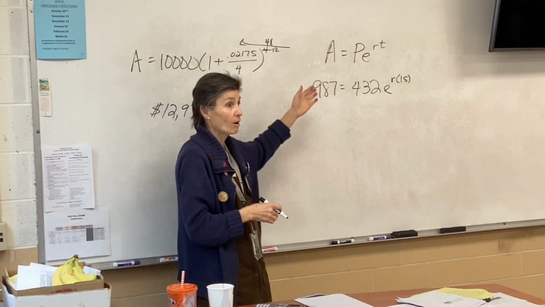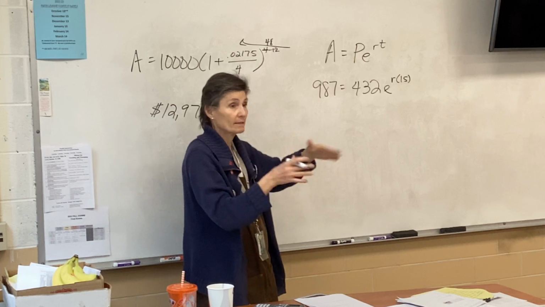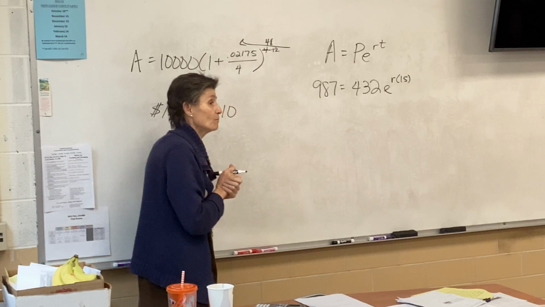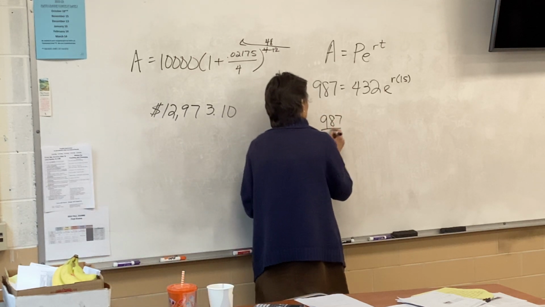When I see that R up there, I know that eventually I'm going to need logarithms. This is not going to be a type-it-in problem. I'm going to have to do some work. What do I do first? Divide by 432. So I have 987 over 432.